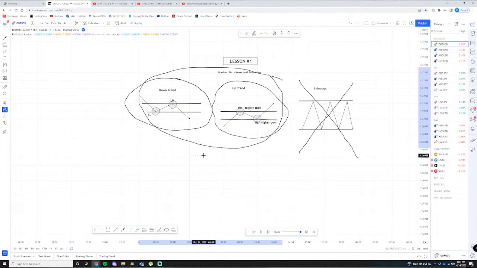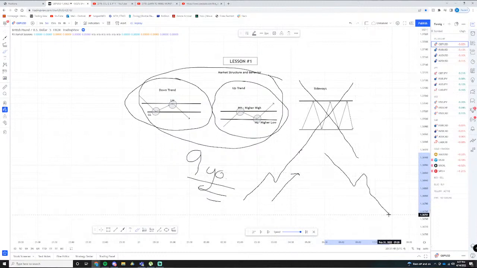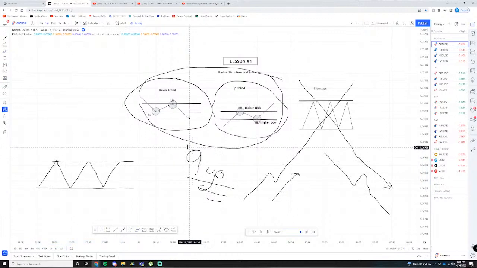From a 9-year-old's perspective, I want you to look at the graphs and say, are they going up? Are they going down? Are they moving sideways? That's all you have to be able to identify: whether the market is in a downtrend, an uptrend, or sideways.